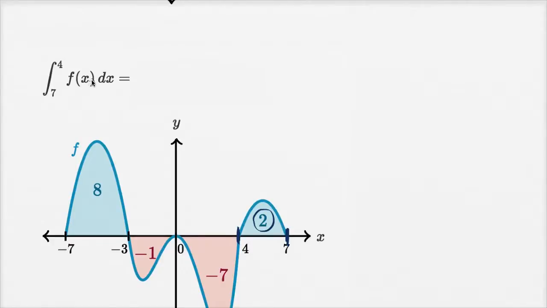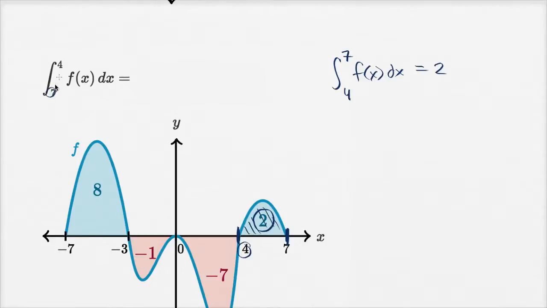But the key realization is this area only applies when you have the lower bound as the lower bound and the higher value as the higher bound. So the integral from 4 to 7 of f of x dx, this thing is equal to 2. This thing is depicting that area right over there.